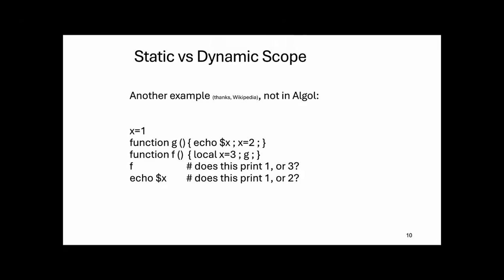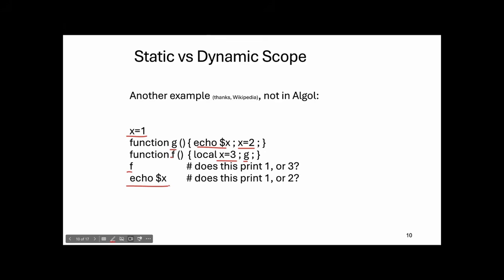So let's have another example that compares static and dynamic scoping. We're not using the example from Wikipedia, and this is not Algol; this is another syntax. In our program, we have X equal to 1, and then we have two functions, G and F. Function F declares a local variable X equal to 3 and then calls G. G prints the value of X and then sets X to 2. Then in our program, we call F and then echo the value of X.